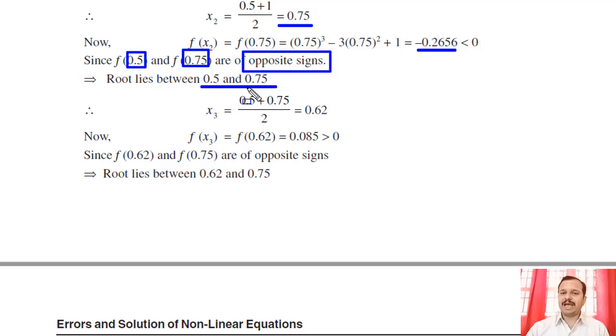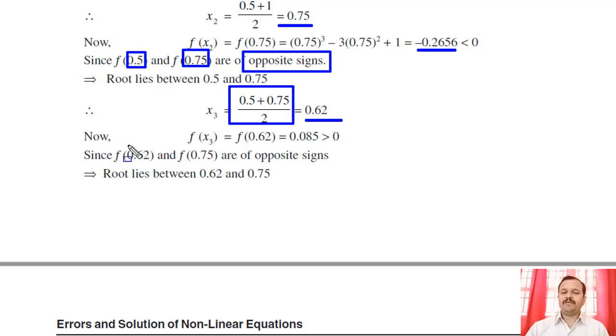When the root lies between these two, we will subdivide that interval 0.5 and 0.75. This plus this divided by 2. Same bisection formula I have used. And I got the answer as 0.62. So now this is x3. So the answer is x3 equal to 0.62. But the earlier answer was x2 equal to 0.75. They are most different. Now we have to proceed further.